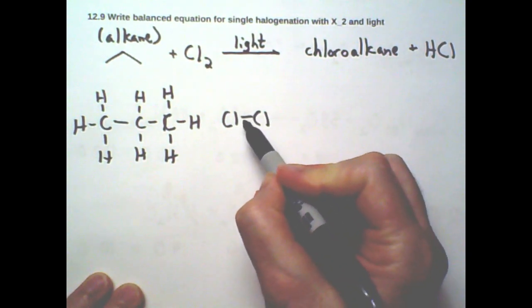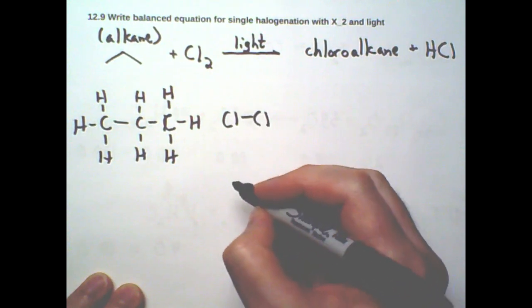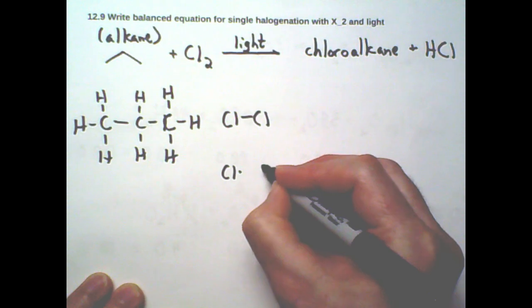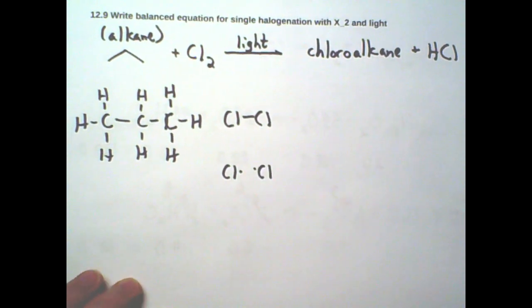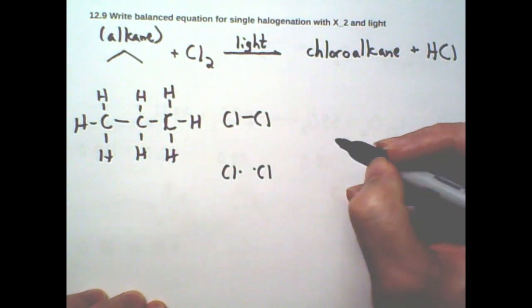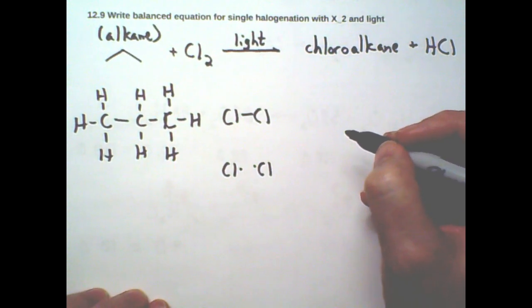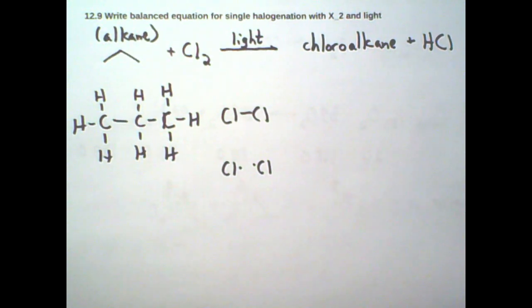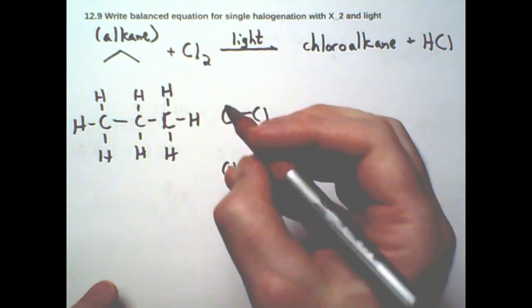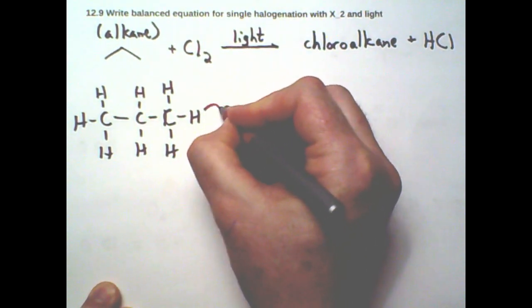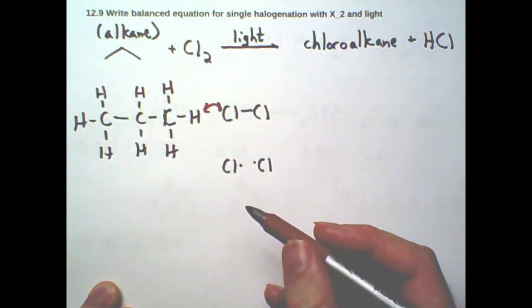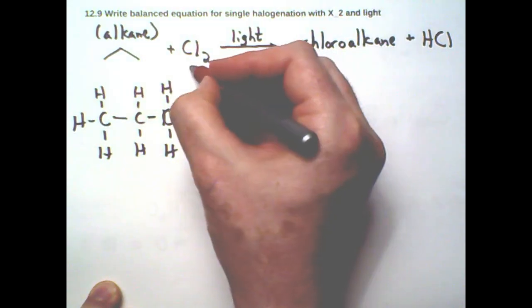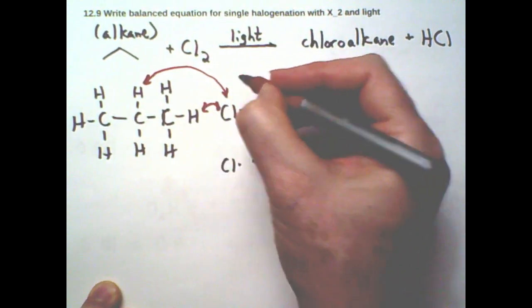So light's going to help us by splitting this molecule into two chlorine radicals. One of those can pick up a hydrogen and leave behind a radical, and you'll have to watch some more advanced chemistry videos to get the mechanism, but we're going to put those together, and we're basically going to swap out one of the H's. We could swap one on the end, or we could swap one in the middle.